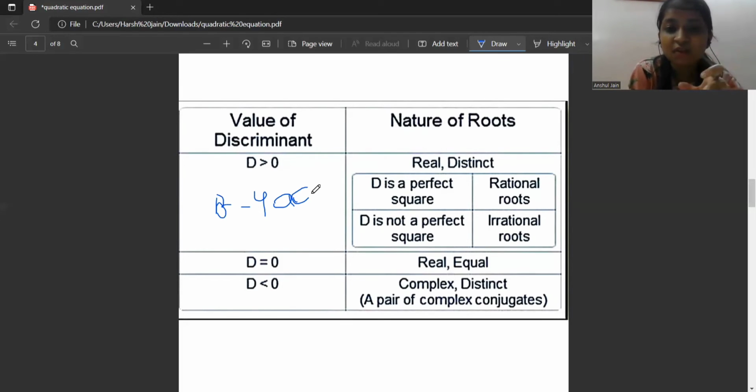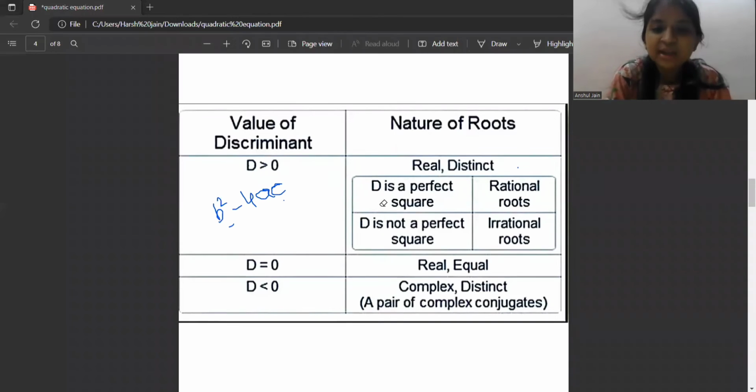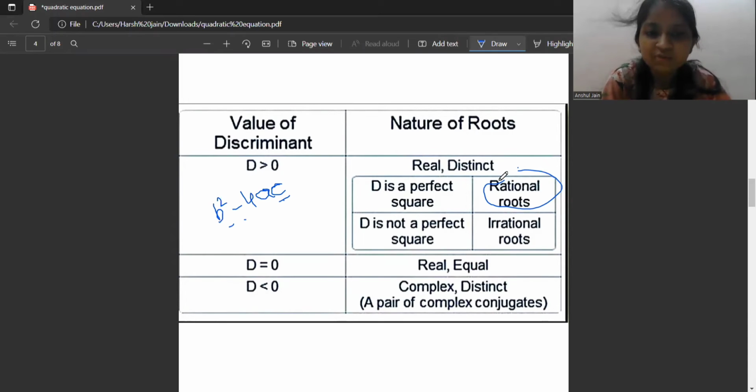Distinct means different, unequal. If one is 2, the other is 3, not the same 2, right? If my D is a perfect square, then my roots are going to be rational roots. Here a, b and c are also rational. Then we are going to get only rational roots. Otherwise, if the b or a value is irrational, then by the quadratic formula we may get irrational roots. But if a, b and c are rational, then we get rational roots.